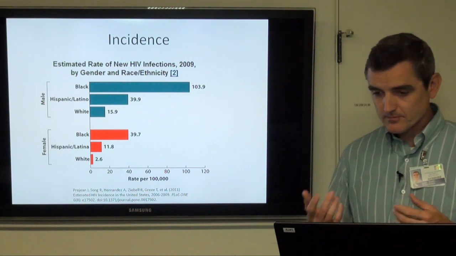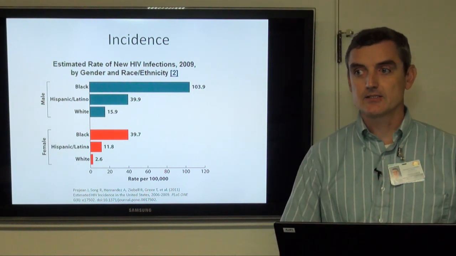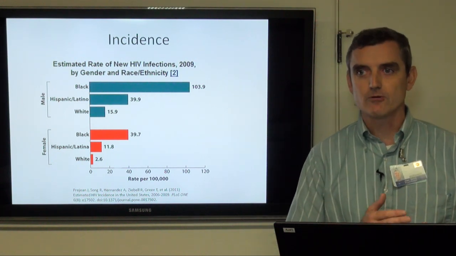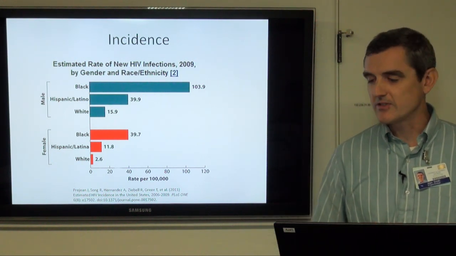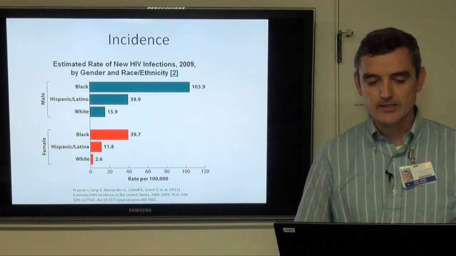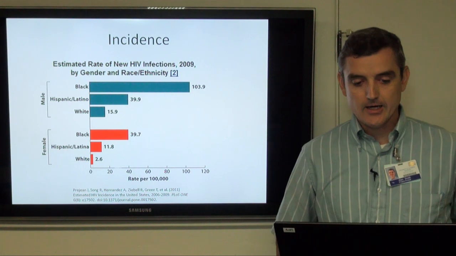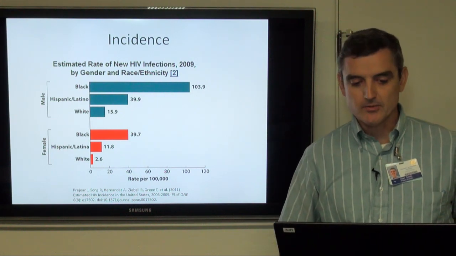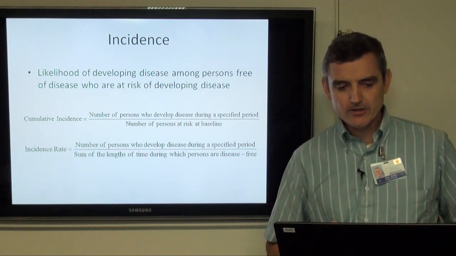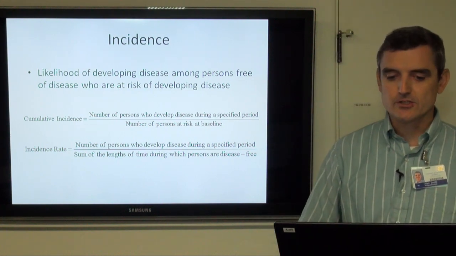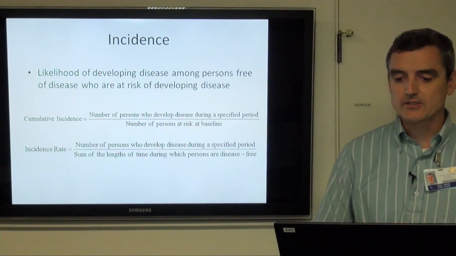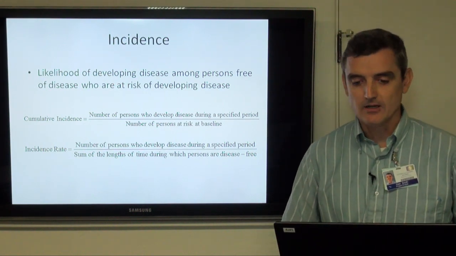Incidence, in contrast to prevalence, is the actual new cases of disease, measured by new diagnoses or new incidence of disease. The example here is just the estimated rate of new HIV infections in 2009 nationwide, and you can see how that can vary by race and ethnicity. But there are two types. The definition is just the likelihood of developing the disease among people who don't have the disease and are at risk of developing the disease.